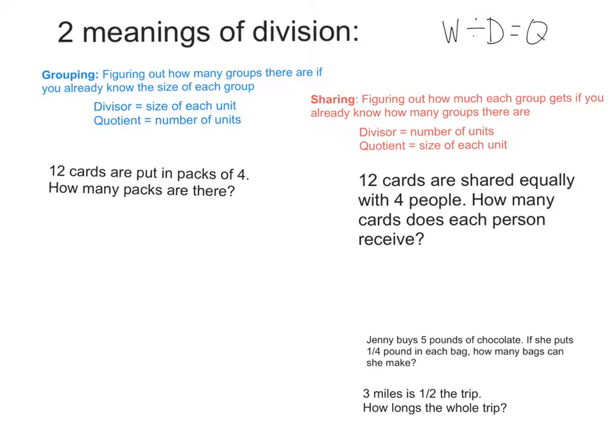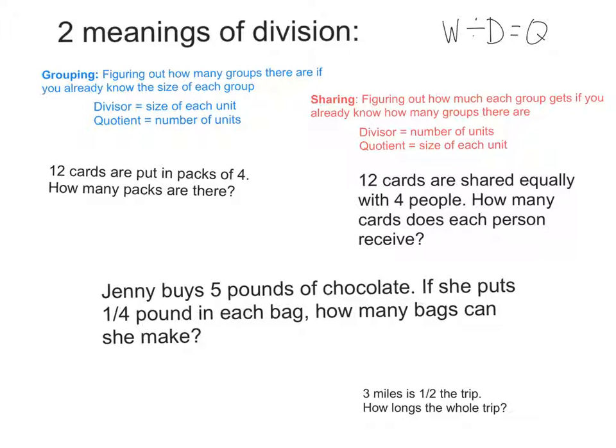Yep. Okay. Now let's try this one. This is the problem we just did. Jenny buys 5 pounds of chocolate. If she puts 1/4 pound in each bag, how many bags can she make? Is this grouping or sharing? Are we trying to figure out how many bags there are, or how much chocolate goes into each bag? Grouping. We're trying to figure out how many bags there are.